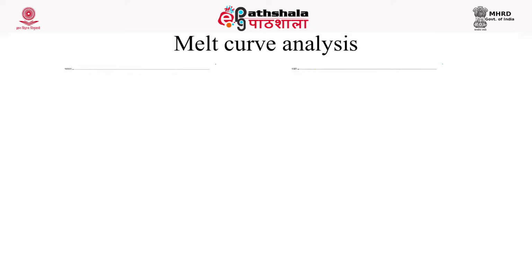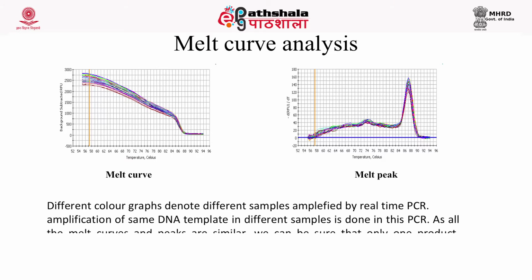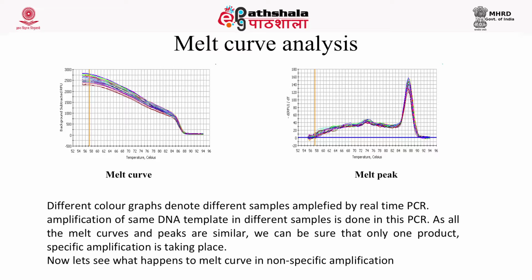Let us understand this melt curve analysis with some examples. Here you can see melt curve and melt peak analysis of a number of samples. The different color graphs denote different samples amplified by real-time PCR. The amplification of same DNA template in different samples is done in this PCR. As all the melt curves and peaks are similar, we can be sure that only one product, that is our desired or wanted PCR product, is amplified in this real-time PCR.